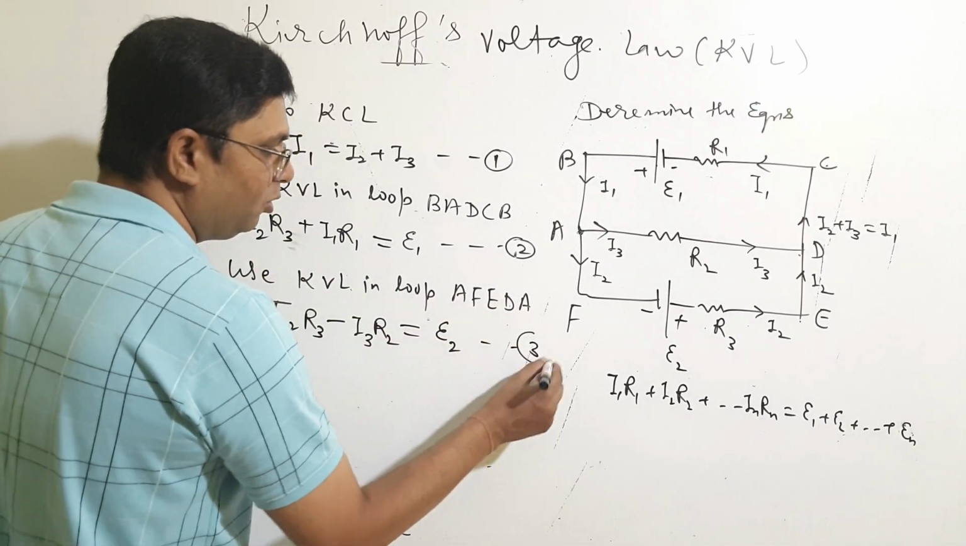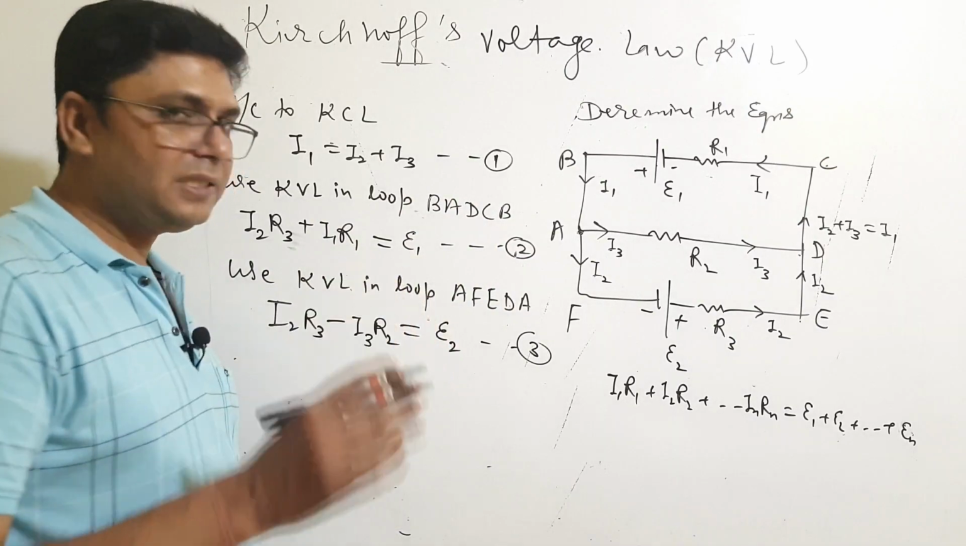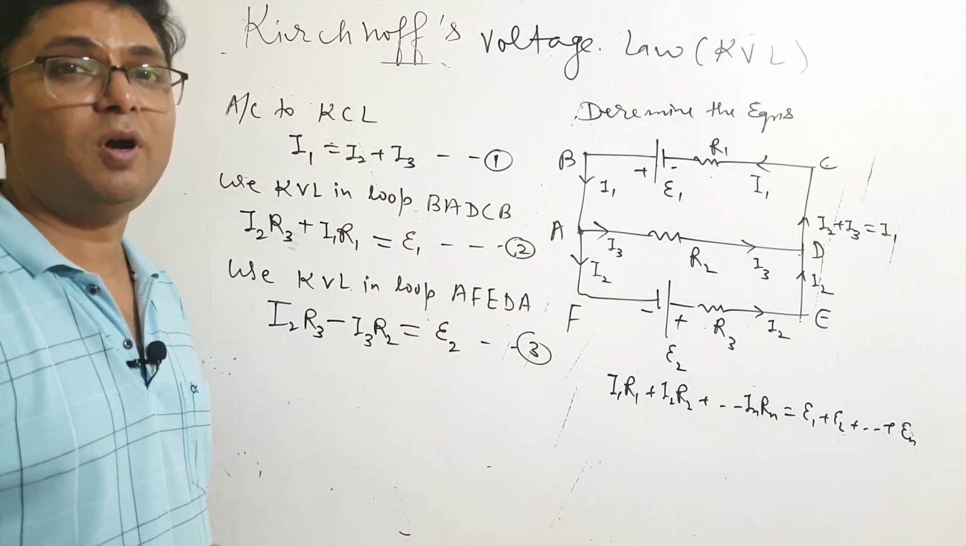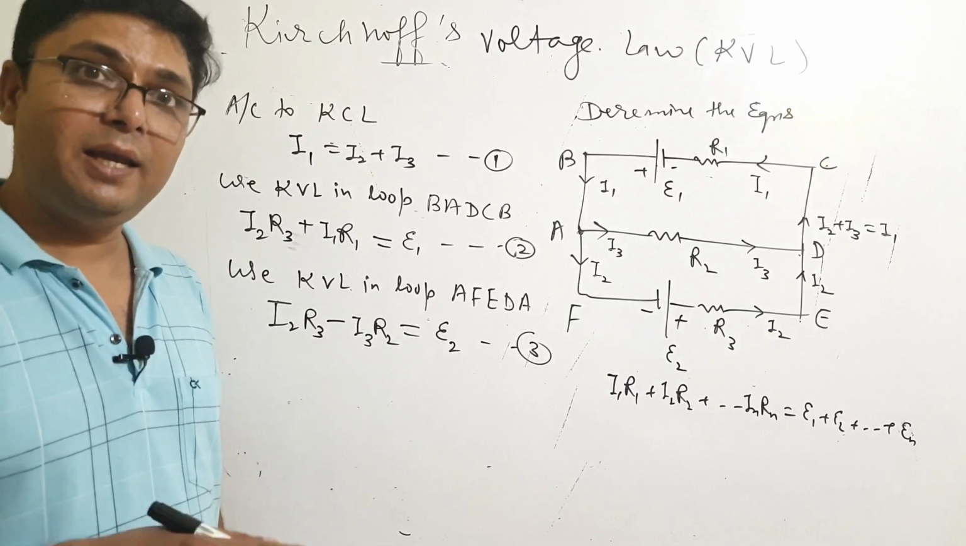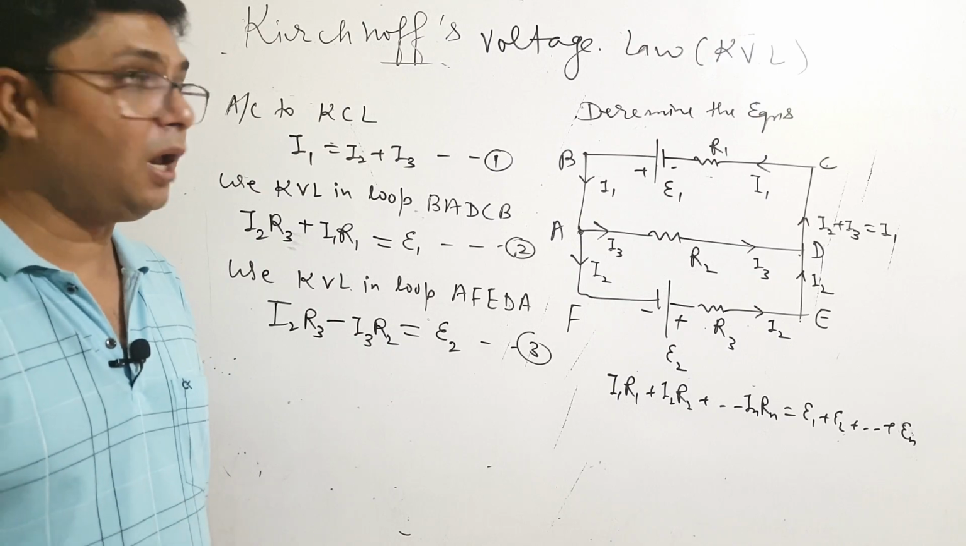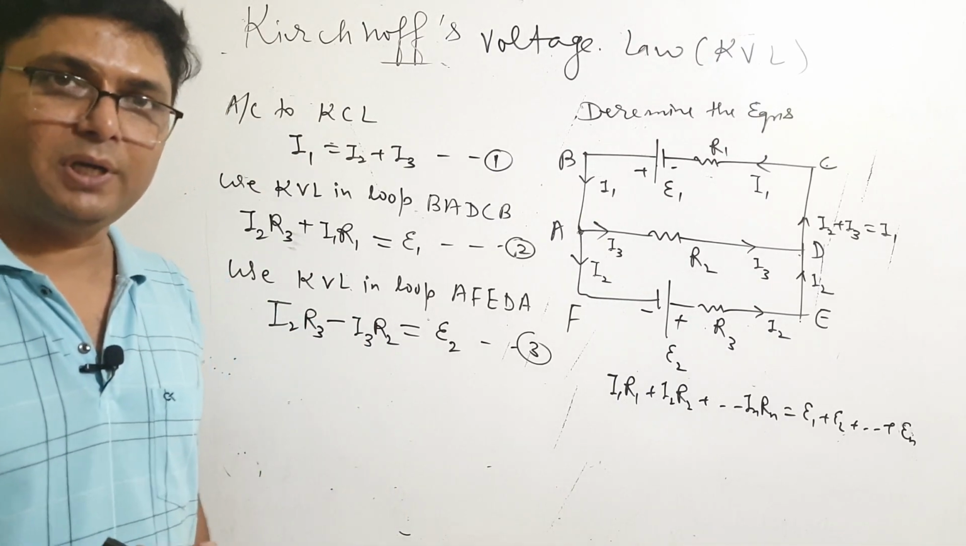This is equation number 3. So these are the three equations which you have derived using KCL and KVL, that is, Kirchhoff current law and Kirchhoff voltage law. In the next video you will see numericals, how to use KVL and KCL in different types of numericals. Thank you.